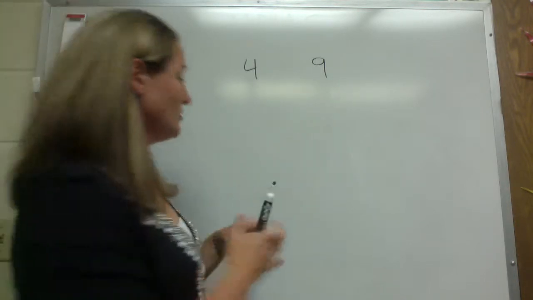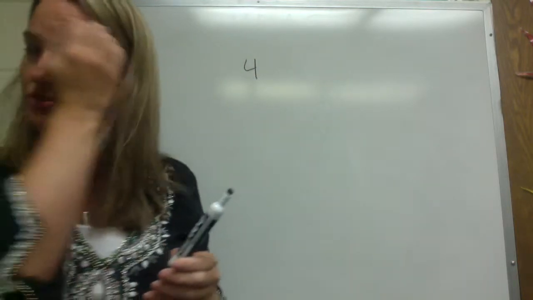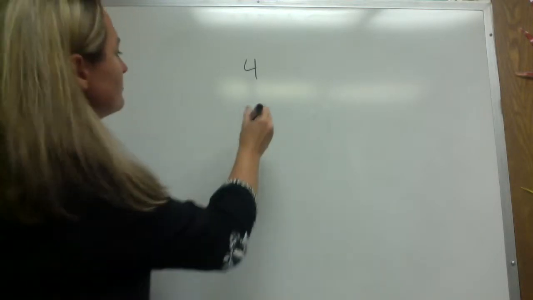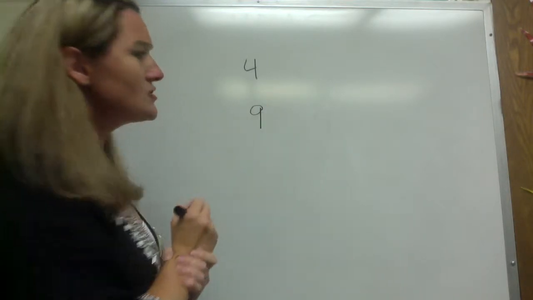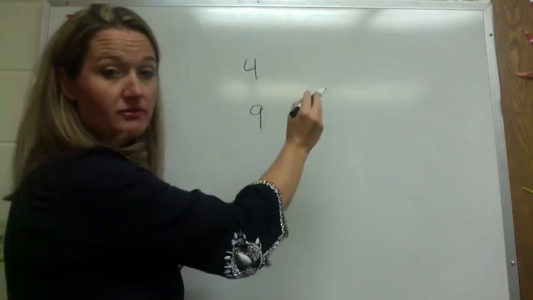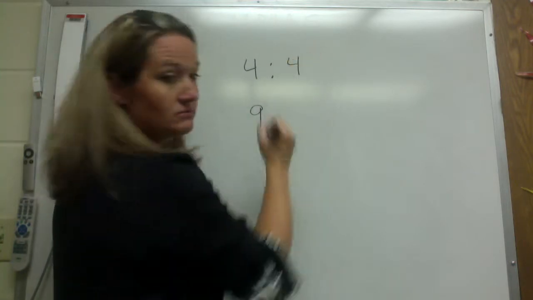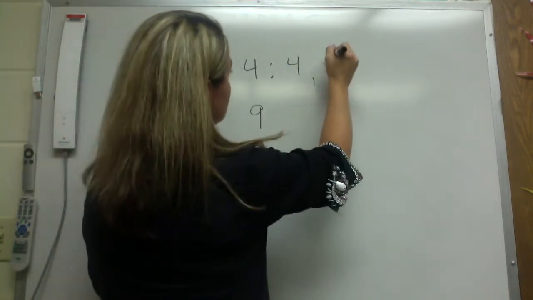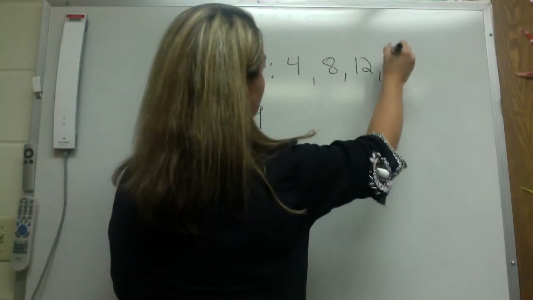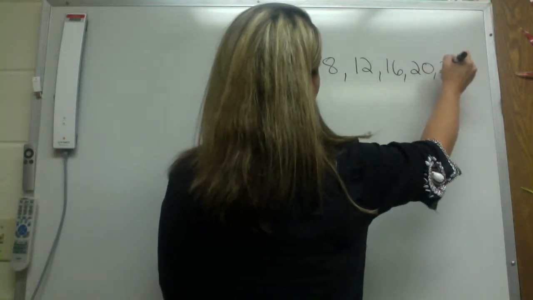So what we could do, there's two different ways to solve this. I'm going to work out a couple examples using multiples. So 4 and 9. At this point, we're just going to list all the numbers that 4 can divide evenly into. So 4 goes into 4, 4 goes into 8, 4 goes into 12, 4 goes into 16, 4 goes into 20, 24.